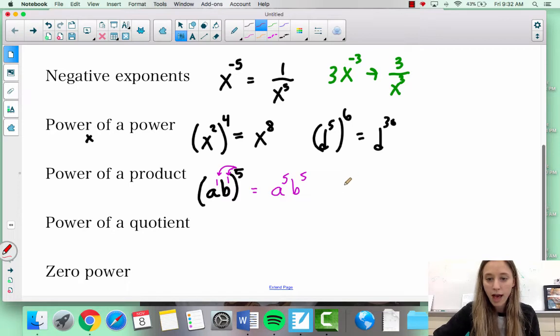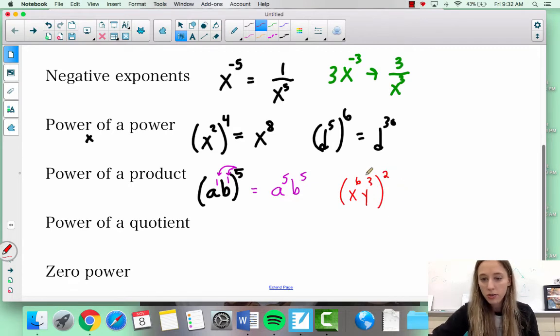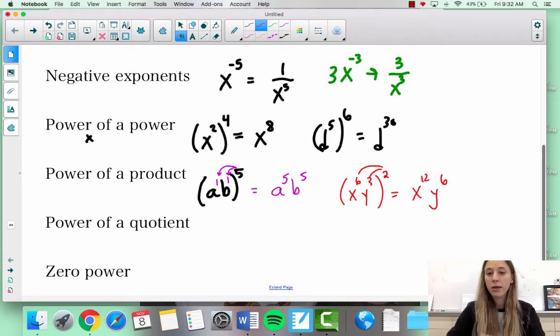For example, I could also have x to the 6th times y to the 3rd, all raised to the 2nd power. So if I distribute my power, I'm going to get x to the 12th times y to the 6th. So you want to make sure you take care of everything that's in the exponent, or in the parentheses, and distribute completely.